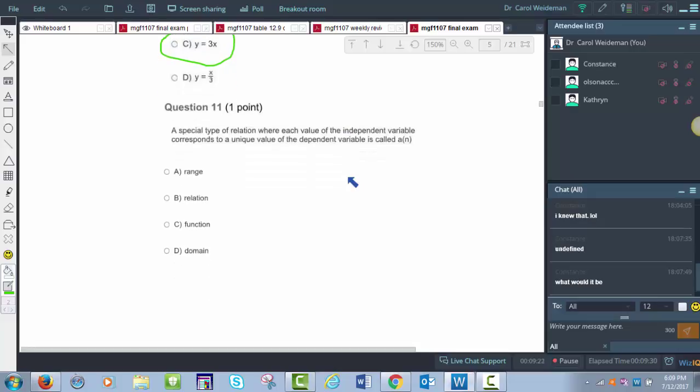Okay, definition question. A special type of relation where each value of the independent variable corresponds to a unique value of the dependent variable is called what? Now we're getting into section 610 that we went over. Is that a range, a relation, a function, or a domain? Anybody remember on that one?